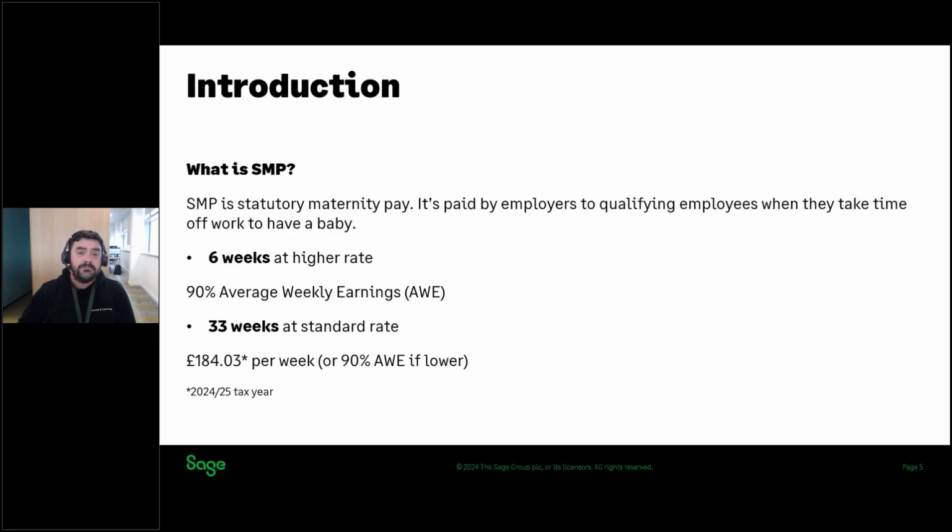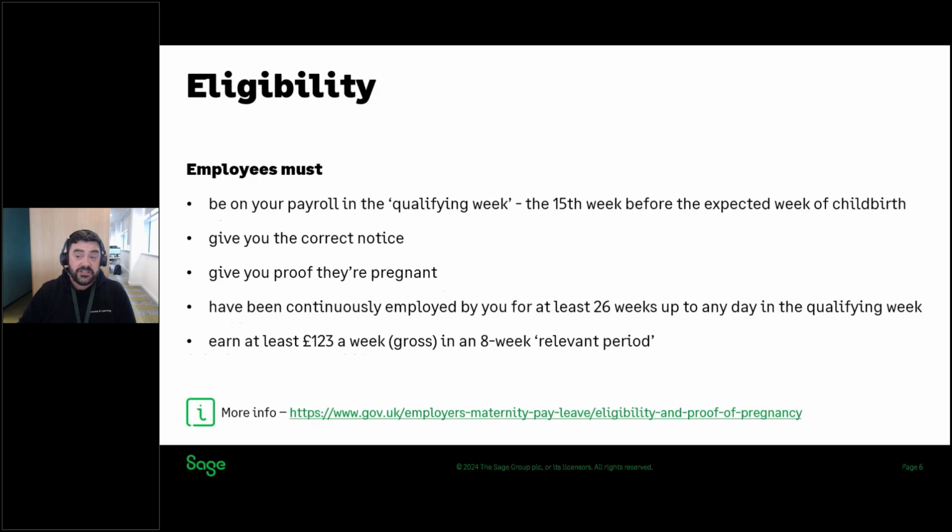Now, to get the payment, the employee needs to meet the qualifying conditions. Just to run through the eligibility on the slide, and you can read more about the eligibility on the gov.uk website. An employee must be on your payroll in the qualifying week, which is the 15th week before the expected week of childbirth. They need to give you the correct notice, so 15 weeks before the due date to notify that they're taking leave and that they want the pay, and 28 days notice of when they want the SMP payment to start.